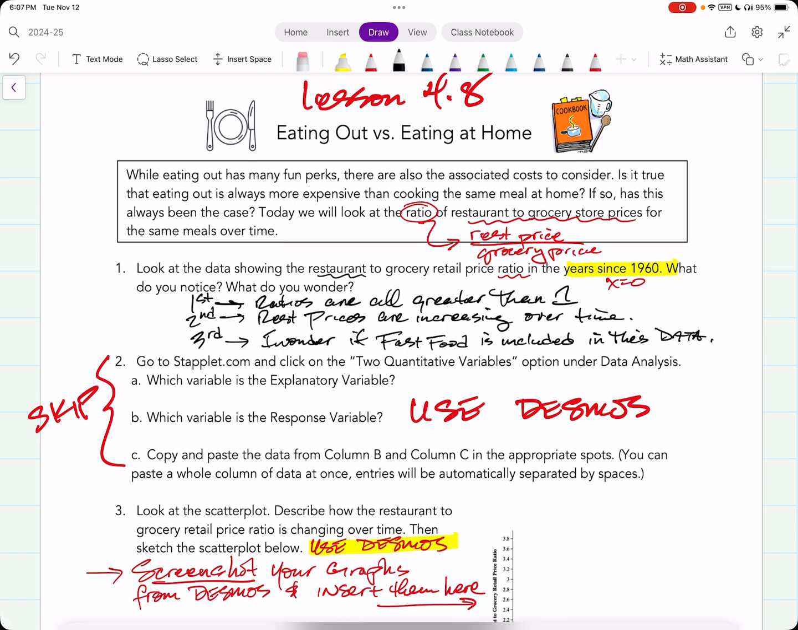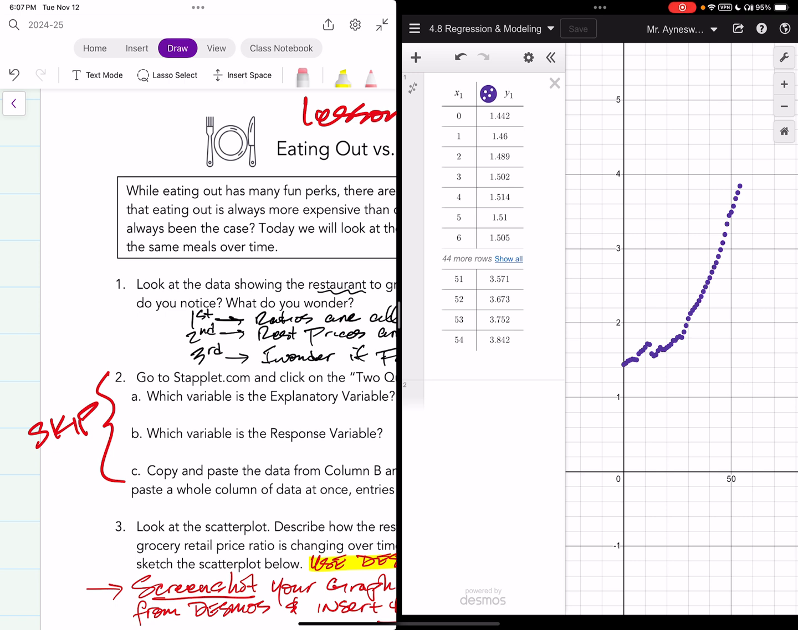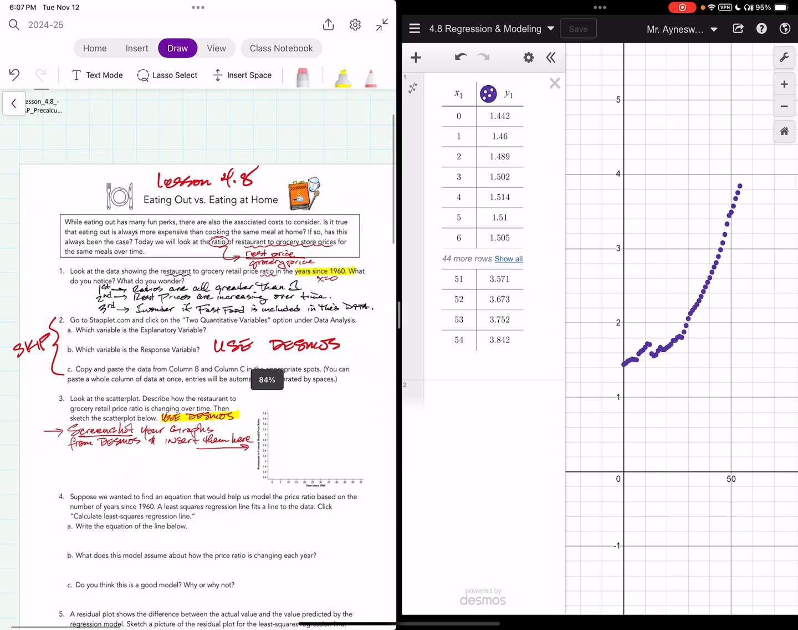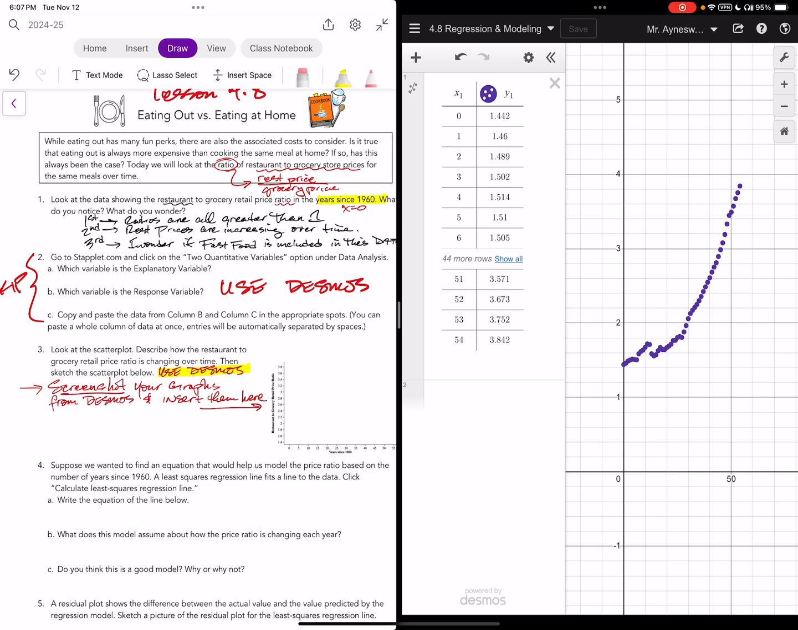All right, so let's bring up your data table here, so split screen, and notice that the data is already up there. I set this up with you guys yesterday. So we have our lesson on the left and we have our data on the right. And what we want to do is look at the scatter plot, describe how the restaurant to grocery retail price ratio is changing over time, and then sketch the plot here.